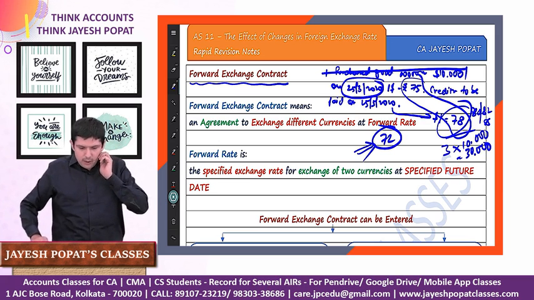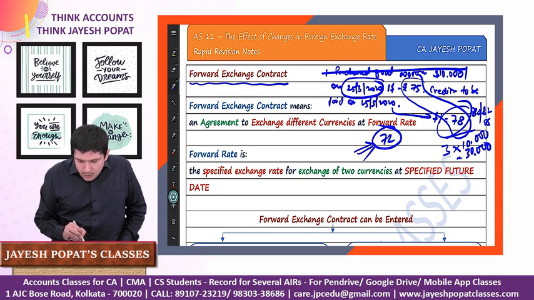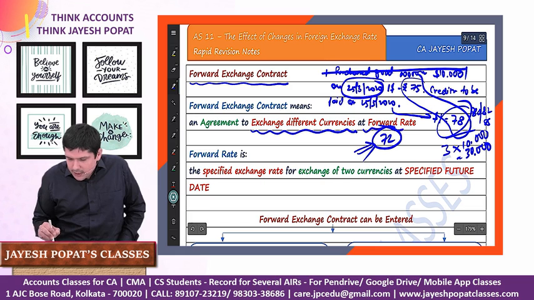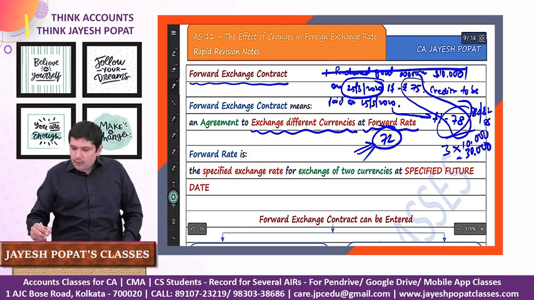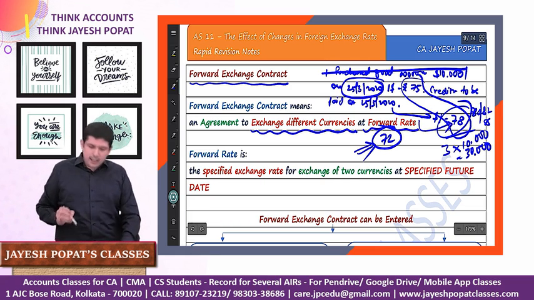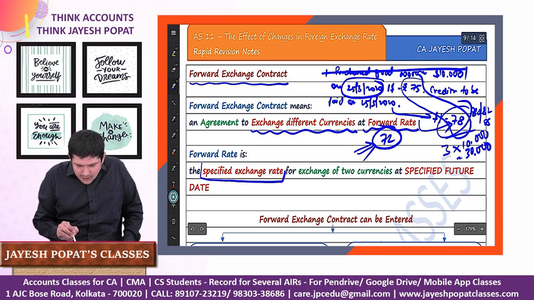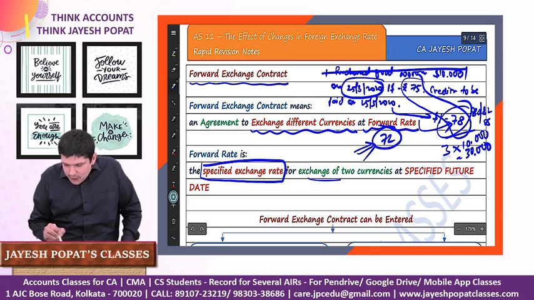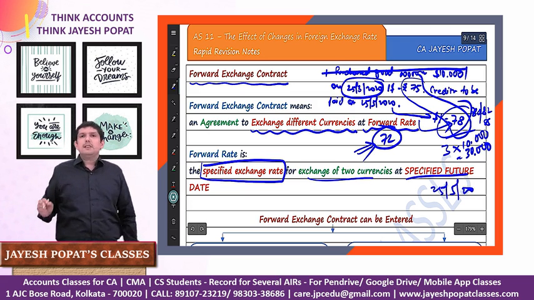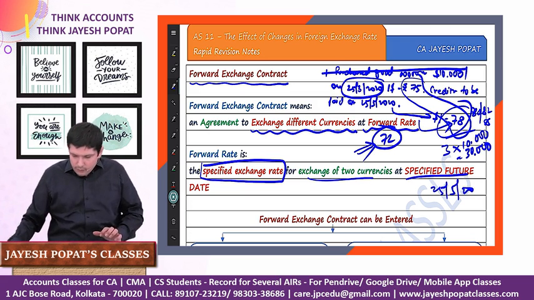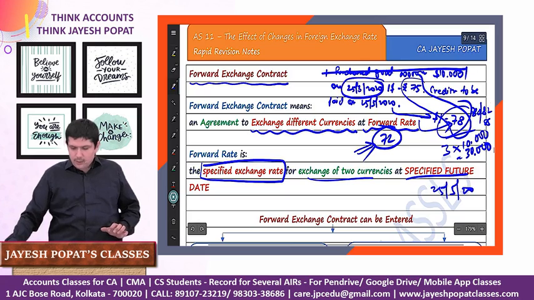So a foreign exchange contract means an agreement to exchange different currencies at a forward rate, and this forward rate is basically 78. What is a forward rate? It is a specific exchange rate for the exchange of two currencies at a specified future date. In our example, the specified future date is 25th of May 2020.